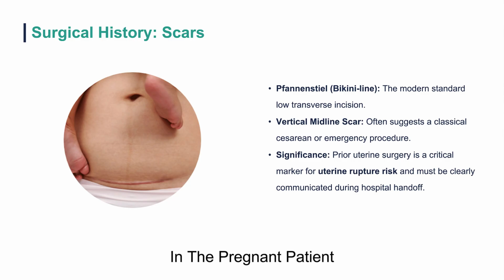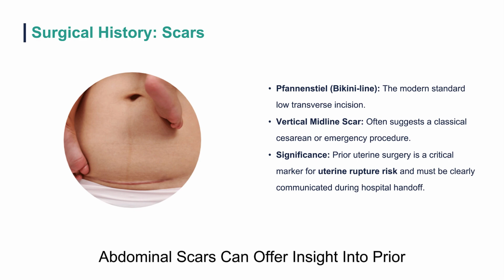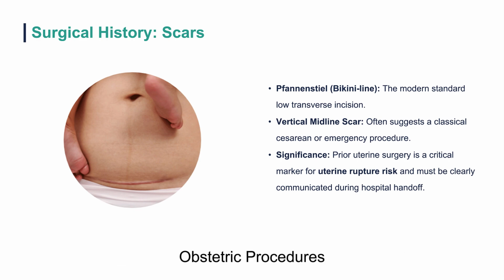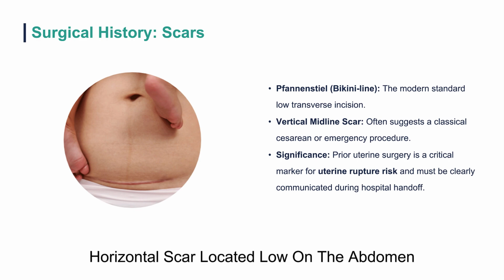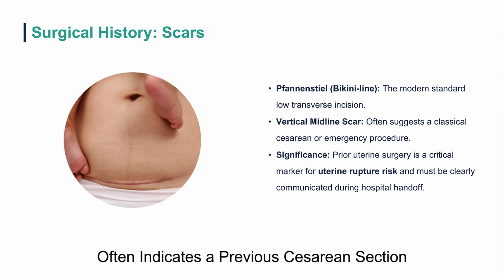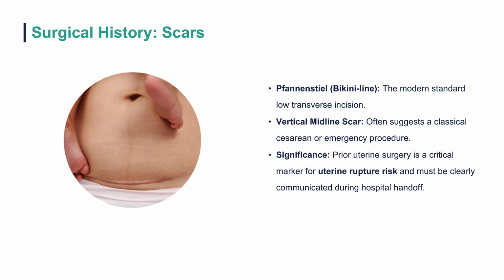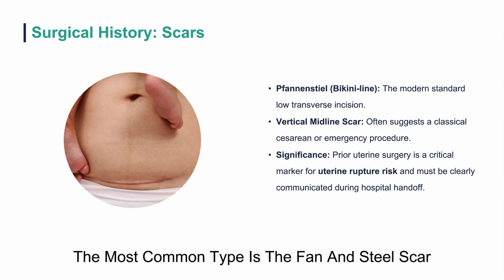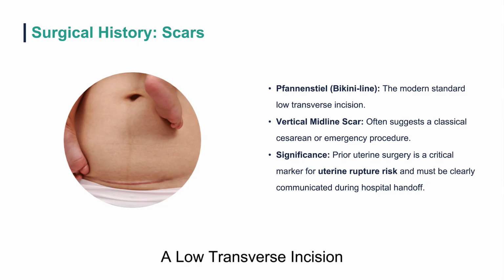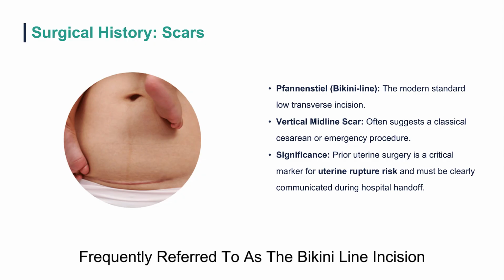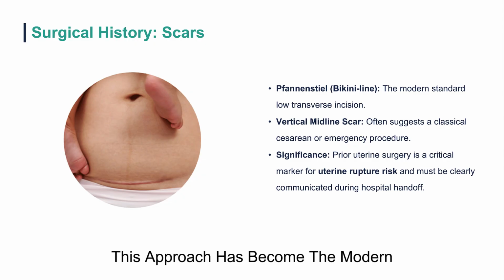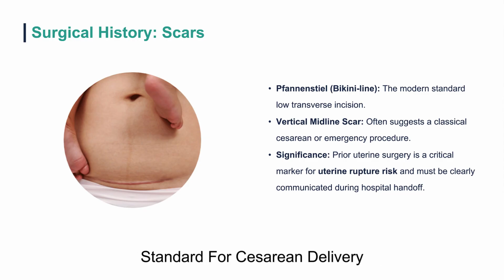In the pregnant patient, abdominal scars can offer insight into prior obstetric procedures. A large horizontal scar located low on the abdomen often indicates a previous cesarean section. The most common type is the Pfannenstiel scar, a low transverse incision frequently referred to as the bikini line incision. This approach has become the modern standard for cesarean delivery.